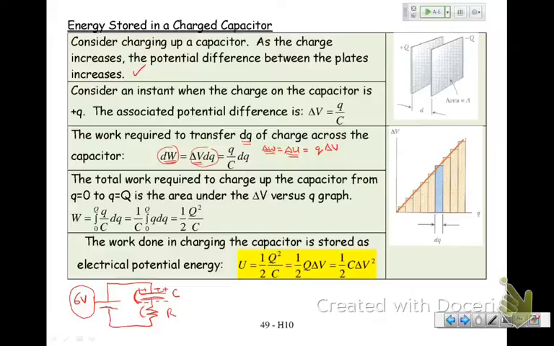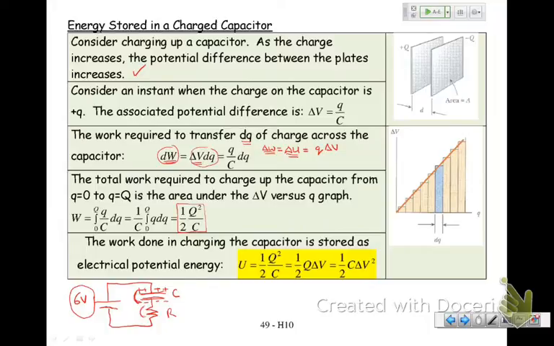Okay. The total work required to charge up the capacitor from 0 to big Q is the integral from 0 to big Q of Q over C dQ, and I can do that. That's just going to be increase the power by 1 and put it in the denominator, so 1/2 Q squared over C. That comes from the calculus bit.